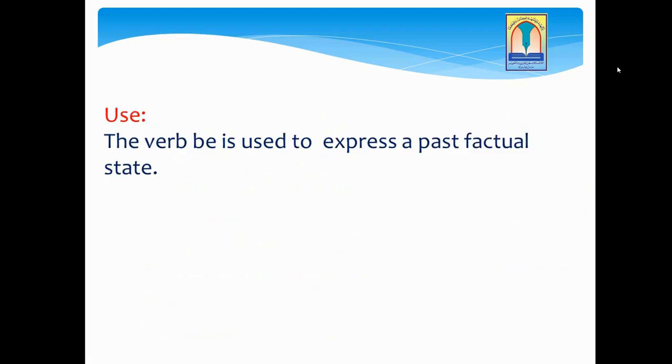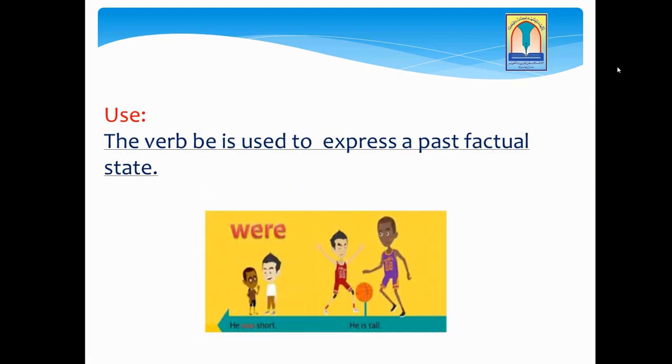So, when do we use the verb to be? The verb be is used to express a past factual state. For example, in this photo, we have a man who was short, and this was a past factual state, whereas he is tall now.